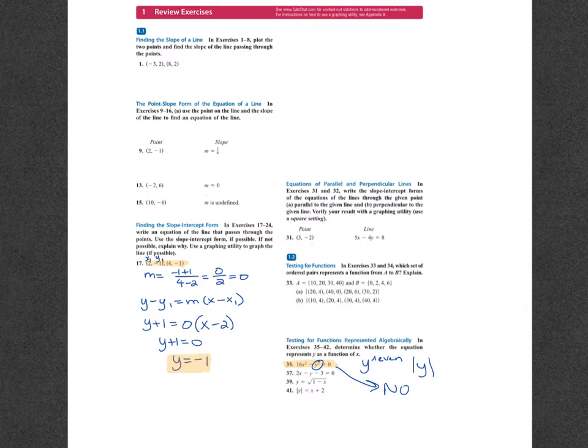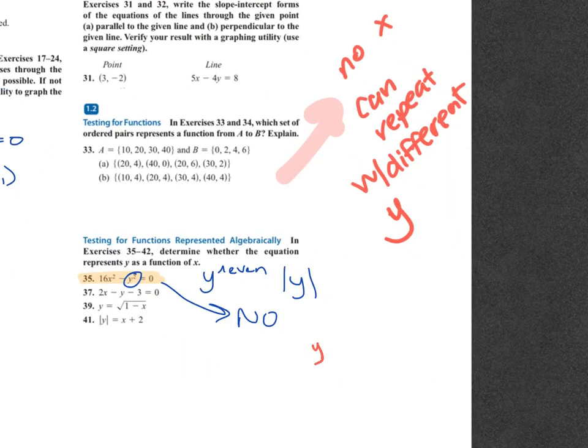And then functions was 1, 2. So now we're identifying if it's a function, determining if the equation is a function or the points. So remember the points is that no x can repeat with a different y. And then from the equation, y can't be an absolute value or raised to an even power. So something like 35 would fail that, and 41. Those would not be functions.